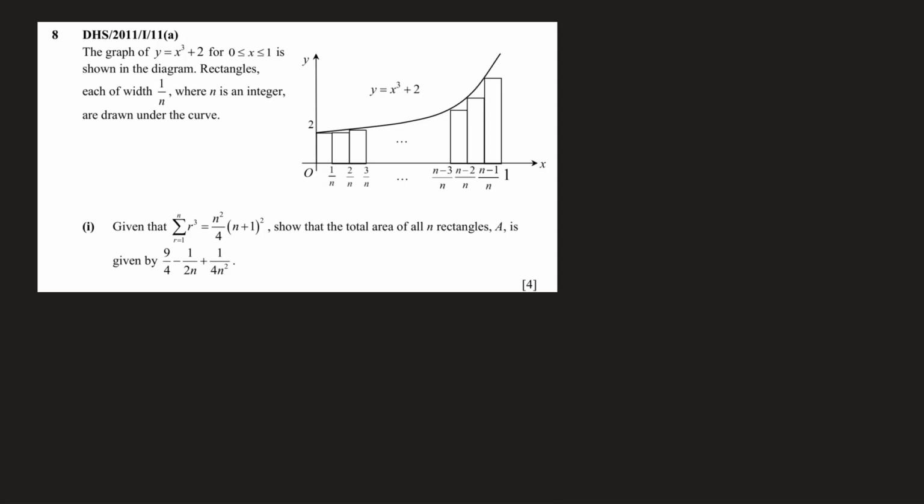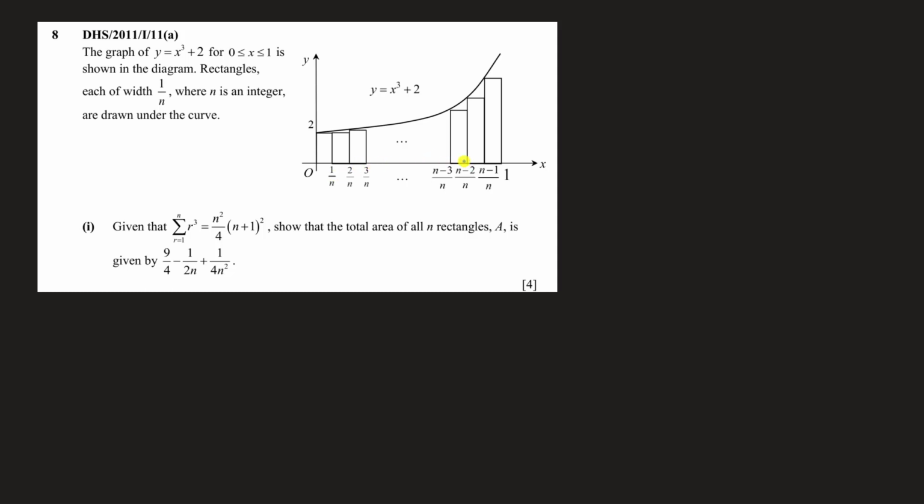So many students actually find this chapter rather difficult because you have to be really secure with your summation. You have to be really secure with generating ideas and coming up with your own formulas. So let's take a look at this. This curve is actually x cubed plus 2, a very simple looking curve. Rectangles of width 1 over n.